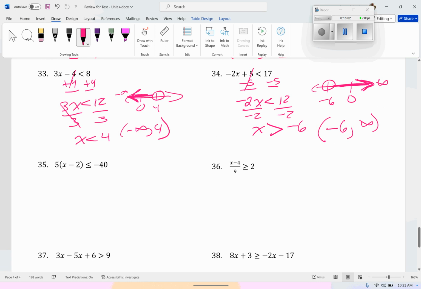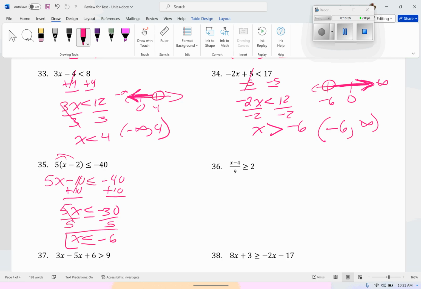Number 35, if you wanted to, you could distribute the 5 over the parentheses first. That's fine. So you get 5x minus 10 is less than or equal to negative 40. Add 10 to both sides. So negative 40 plus 10 is going to give me negative 30. And then I'm going to divide each side by 5. Those cancel. So x is less than or equal to negative 6. Negative 30 divided by 5 is negative 6.